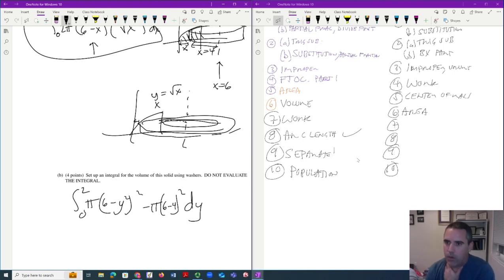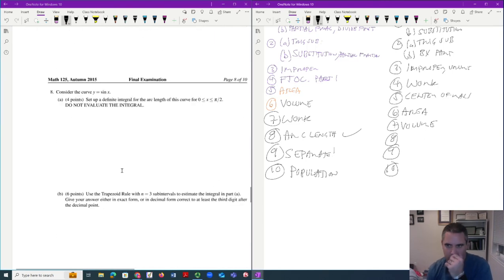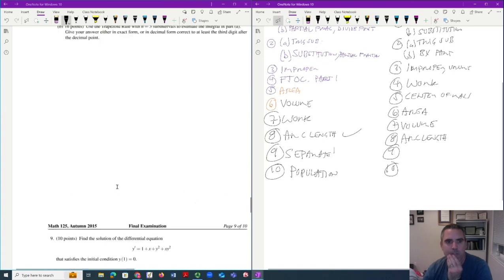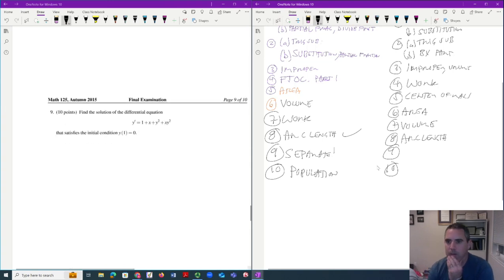Okay, so we had another volume labeling question, and then we had arc length. That's a fairly quick, somewhat straightforward type of question. And then we have a separate question.